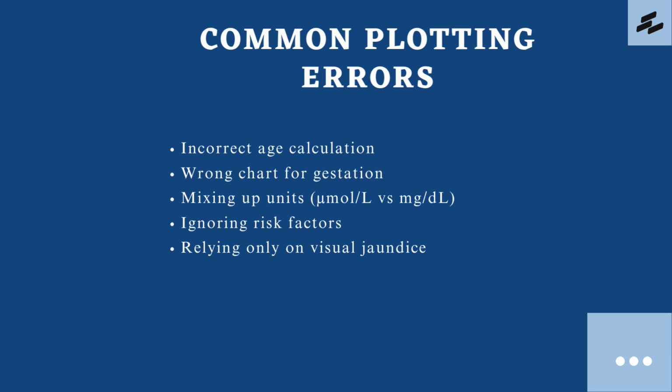Common plotting errors. Common errors can cause harmful delays. These include using the wrong chart, plotting age in days instead of hours, confusing units like milligrams per deciliter and micromoles per litre, or forgetting to adjust for risk factors. Never rely on visual jaundice alone. Always use a bilirubin test and plot it accurately.